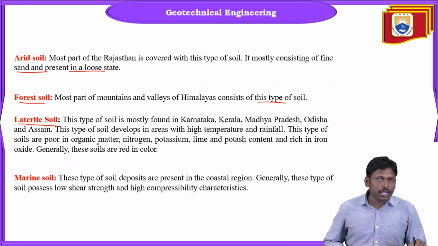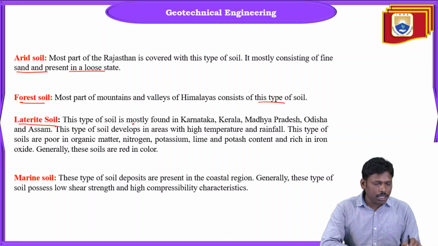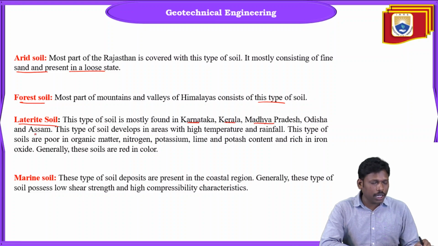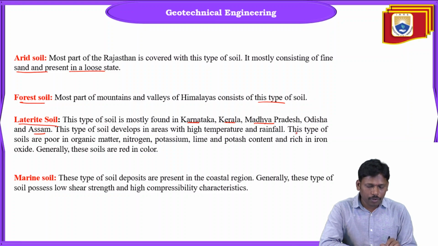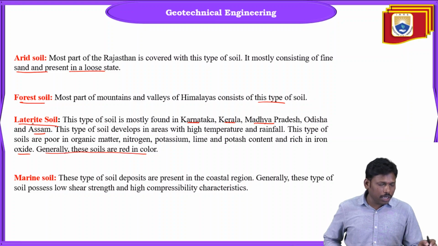Another one is laterite soils. This type of soil is mostly found in Karnataka, Kerala, Madhya Pradesh, Odisha, and as well as Assam. Laterite soil you will find in these states. And this laterite type of soil is developed in areas with high temperature and rainfall. These types of soils are poor in organic matter, nitrogen, potassium, lime, and as well as potash content, and rich in iron oxide. Generally, these soils are red in color. Laterite is red in color.